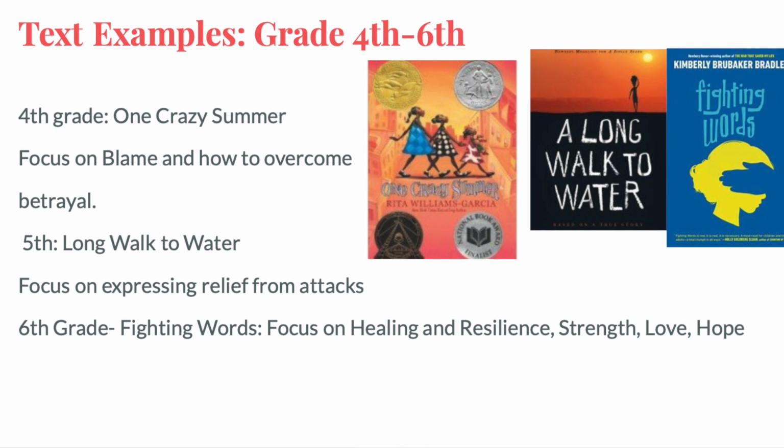Text examples, grades 4th through 6th. For 4th grade, you can read One Crazy Summer. It focuses on blame and how to overcome betrayal, so it's a good realistic text showing betrayal. For 5th grade, A Long Walk to Water is great to express relief from attacks. And for 6th grade, Fighting Words focuses on healing and resilience, strength, love, and hope. All of these three books are great for older elementary to beginning 6th graders.